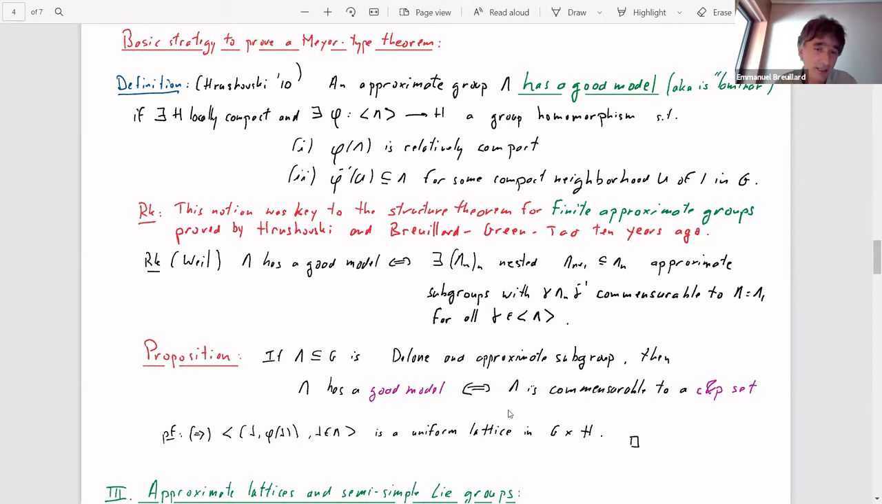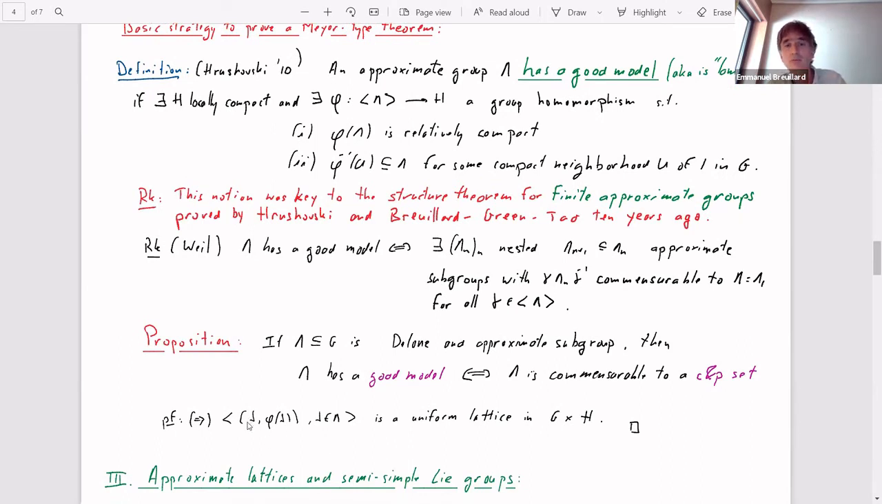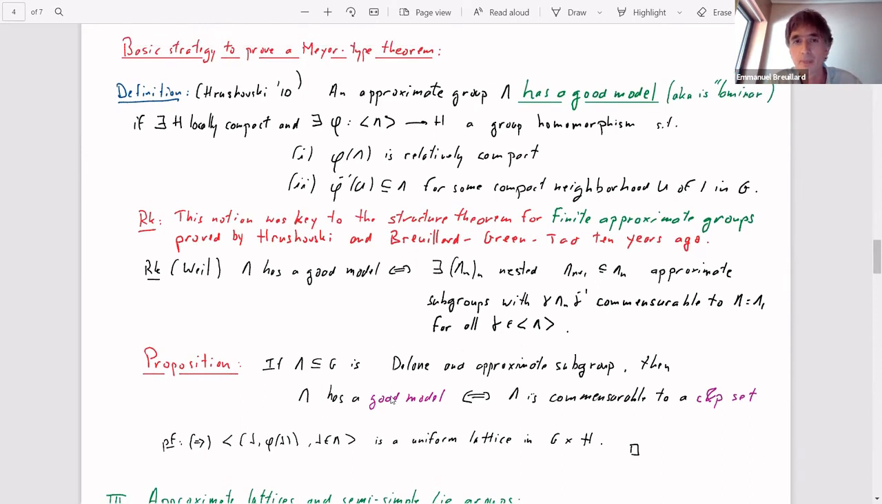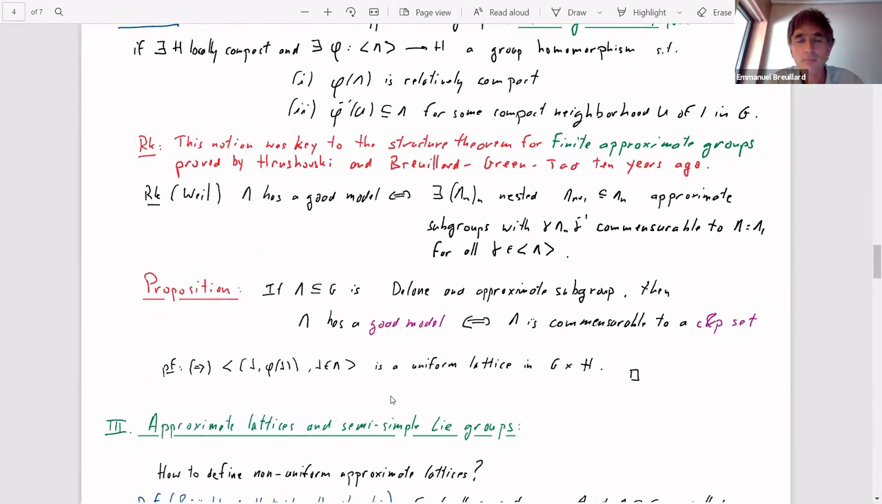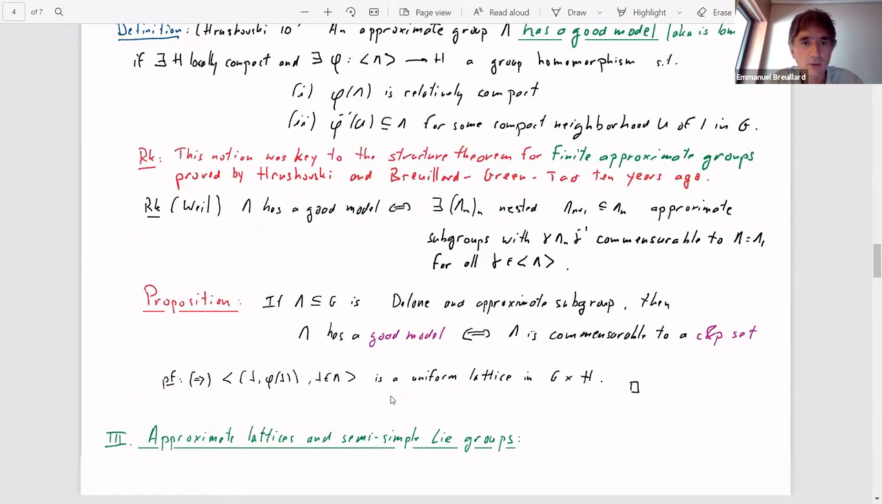And conversely, if you have a good model and you are a Delone set, an approximate group, then the subgroup generated by the graph of this good model is discrete. And because lambda is Delone, it's going to be a uniform lattice in the product G cross H. So actually what we are trying to do is to build a good model for Delone approximate groups. Okay. So at the beginning, we had no idea how to do this.